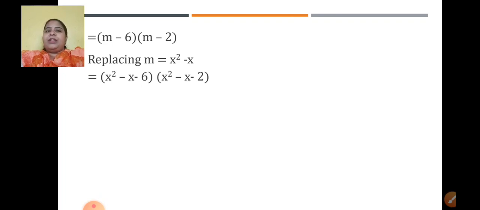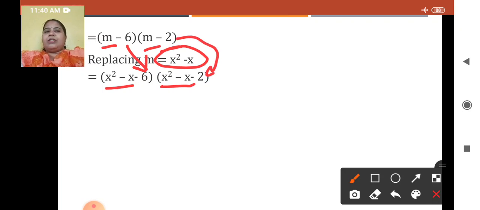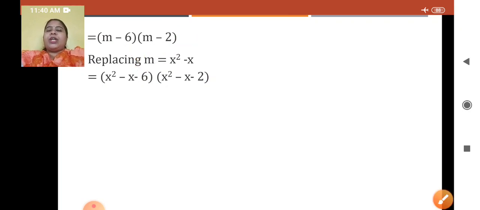x square minus x. See how I am getting? In the place of m, I am writing this part, x square minus x, right? And this minus 6 is as it is. Is it clear? M is written as x square minus x, minus 6 is as it is. Again the same way for the next one. M will be written as x square minus x and this minus 2 as it is. Okay. So this is what I get after replacing the values.